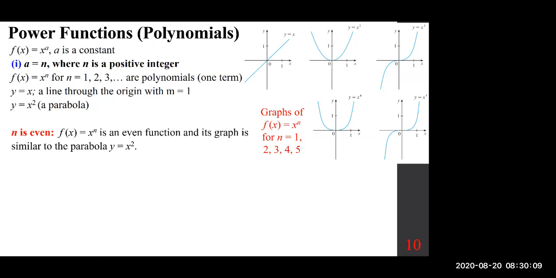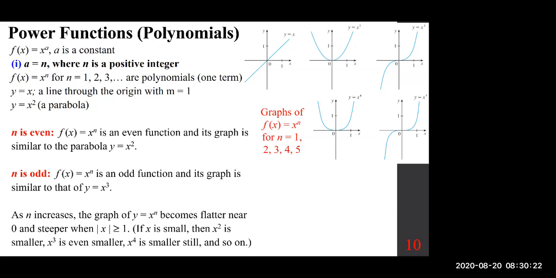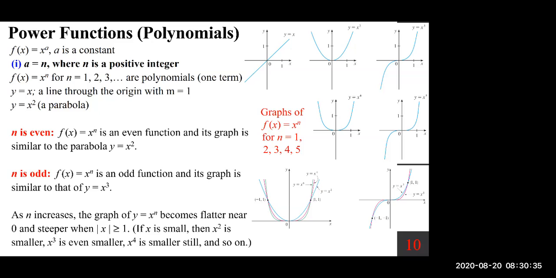So when n is even, the graph is similar to y equals x squared. When it's odd, it's similar to x cubed. And as n gets larger, y equals x to the power of n becomes flatter near 0. Those are the observations we can have by looking at these graphs and seeing what happens when we add to their exponent. So that's it. General shape, I hope it's straightforward.